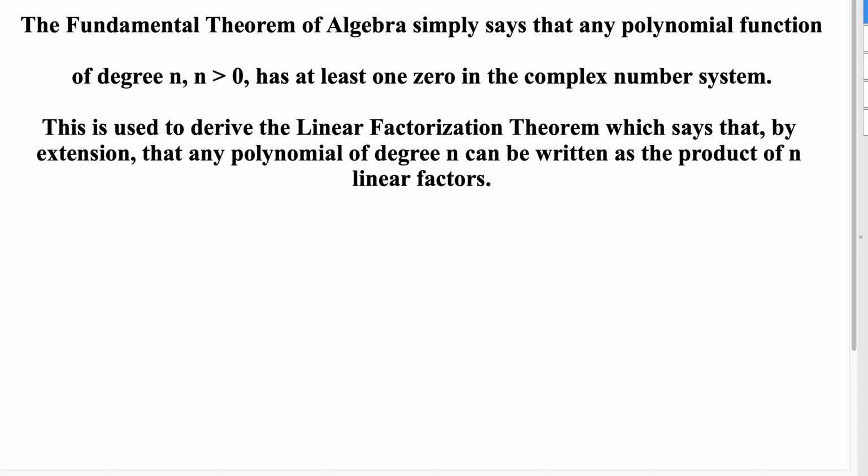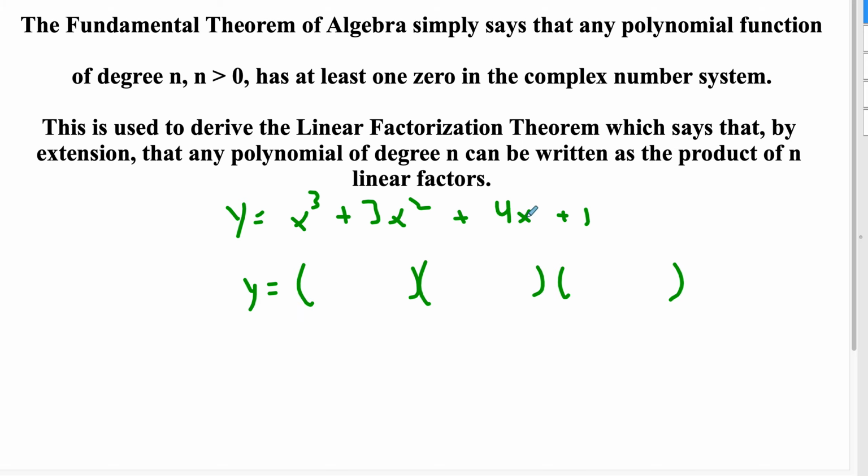This gets us to something called the linear factorization theorem, which says that any polynomial of degree n can be written as a product of n linear factors. So if you were looking at y equals x cubed plus 3x squared plus 4x plus 1, then you would be able to write it as the product of n, that is, degree 3, factors, right?